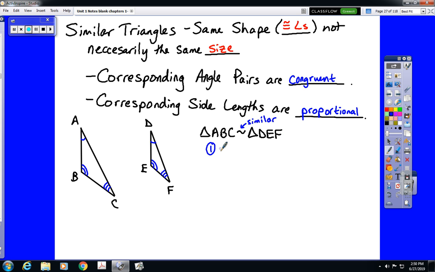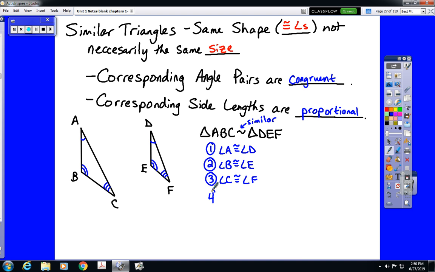Okay, because of this naming scheme, we can say angle A is congruent to angle D. They both come first. Angle B is congruent to angle E. They both come second in the name. Angle C is congruent to angle F. They both come third in the name.